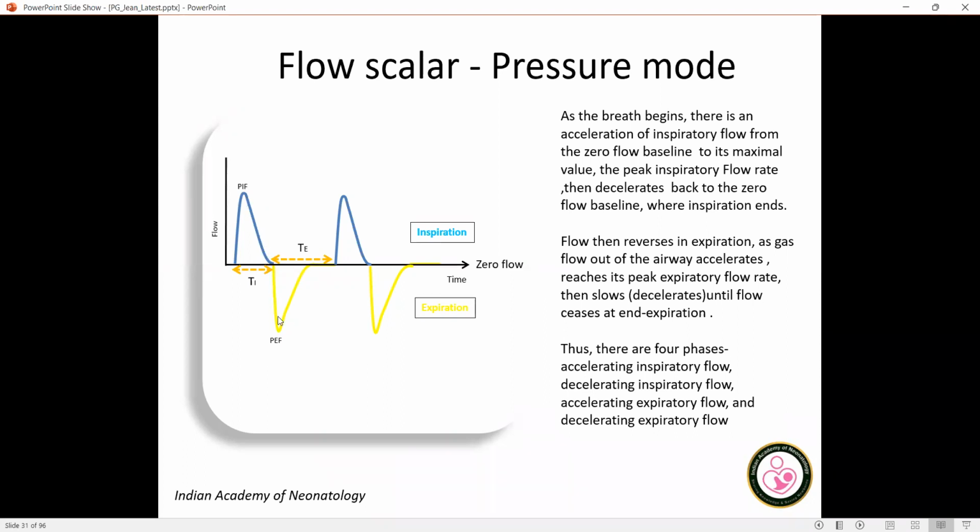Similarly, there is accelerating expiratory flow and a decelerating expiratory flow. Ideally, the inspiratory flow should touch here, that is the zero flow state. And this expiration also should touch the zero flow state. That means the lungs are completely emptied to the FRC. So this is very important. All this air leak, all this air trapping will be identified after properly understanding this flow waveform.